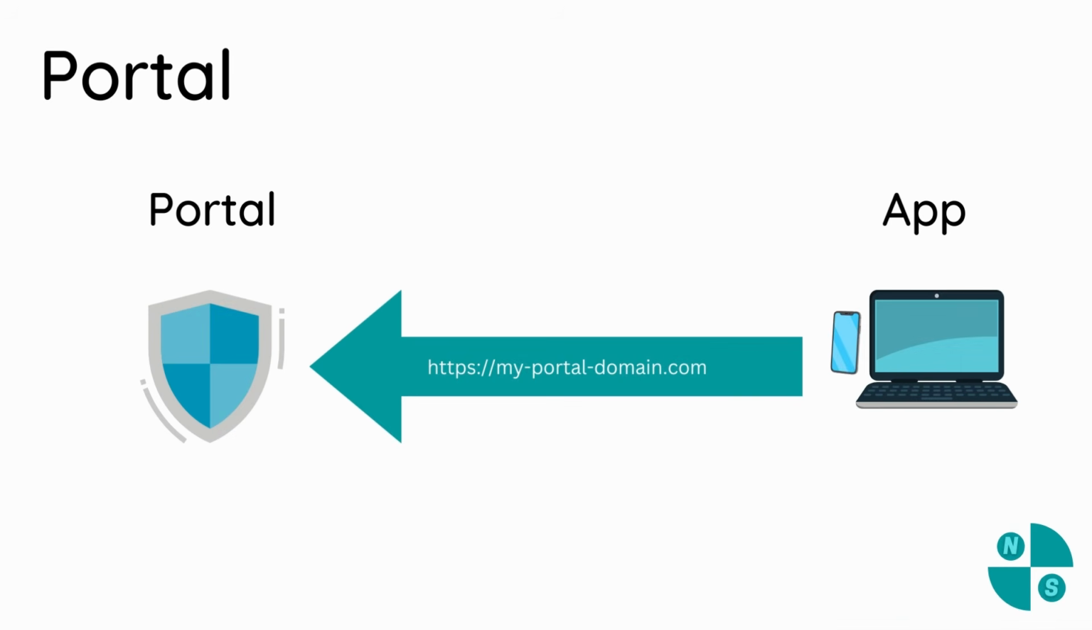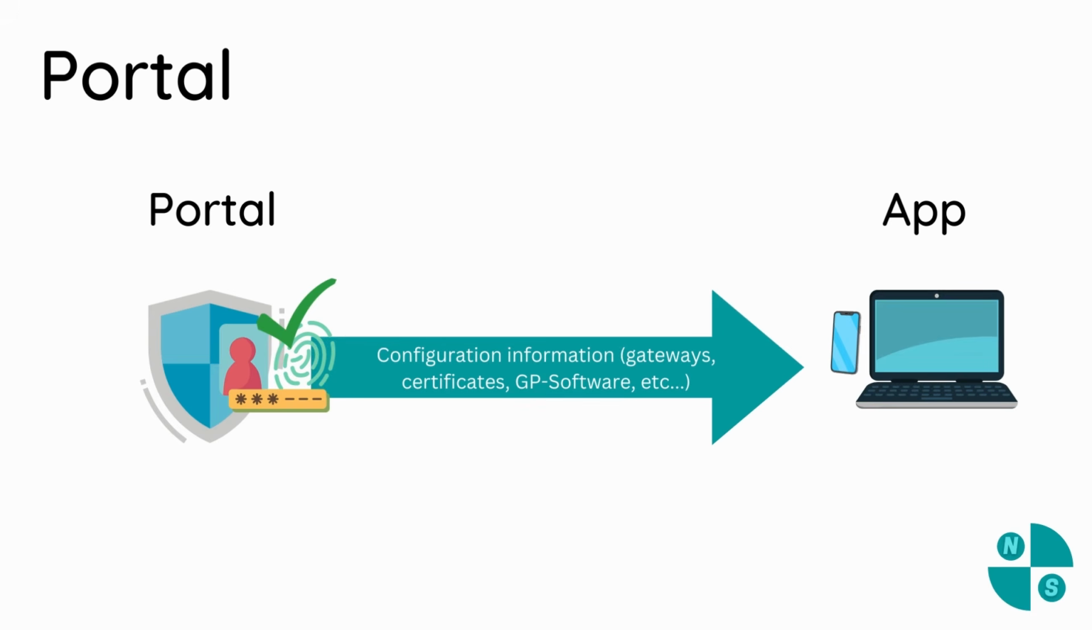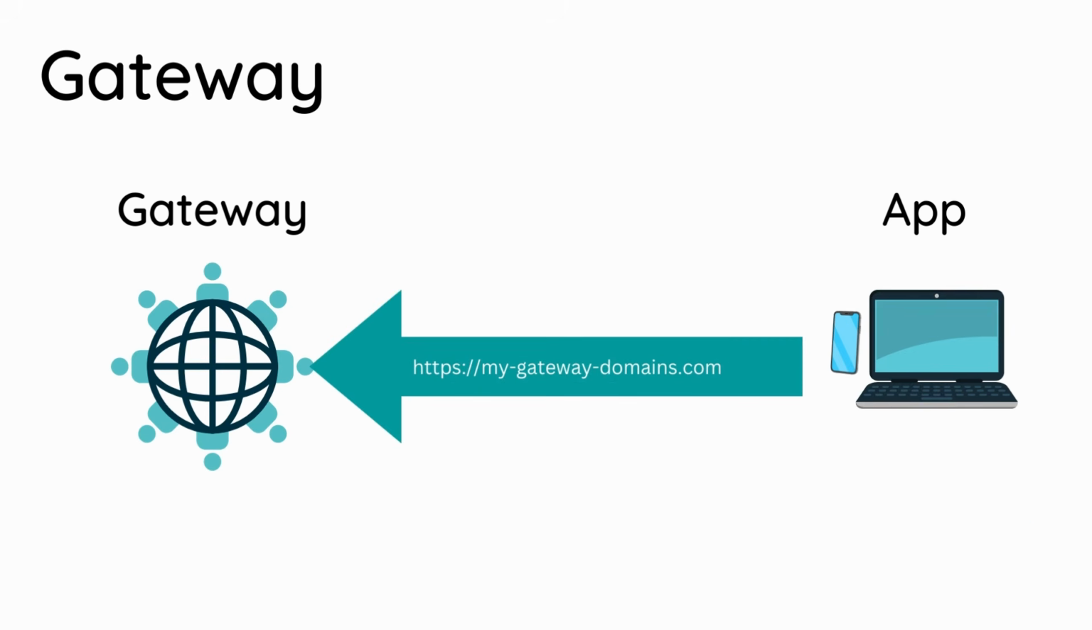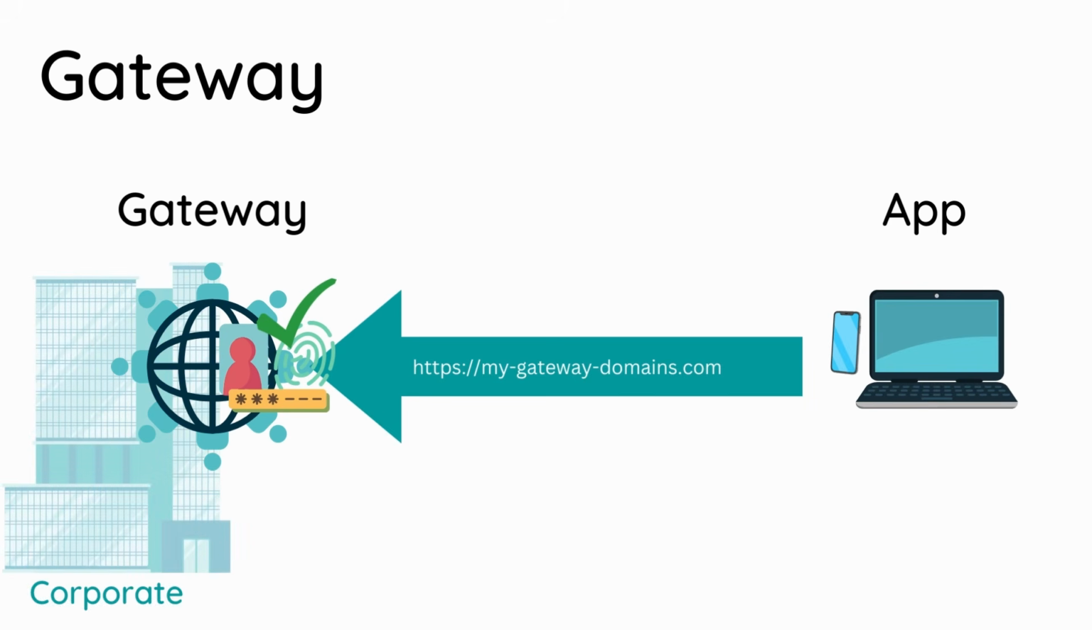When a user connects to a portal, for example, using a web browser, the portal first needs to authenticate the user. If the authentication is successful, the user is offered the option to download the app. The portal also provides other configuration information, such as available gateways, certificates, and several app behavior settings. The portal is configured on the Palo Alto Firewall and is attached to an interface that can be reached from the internet. After connecting to a portal and receiving the information about the gateways, the app tries to connect to one of them. After authenticating the user, the gateway allows the connection to the corporate network.